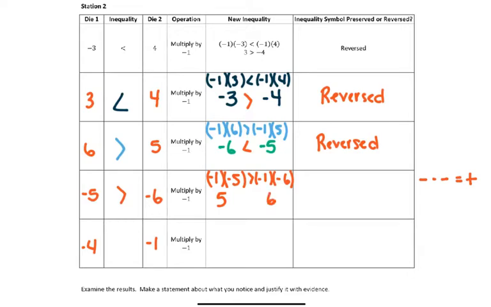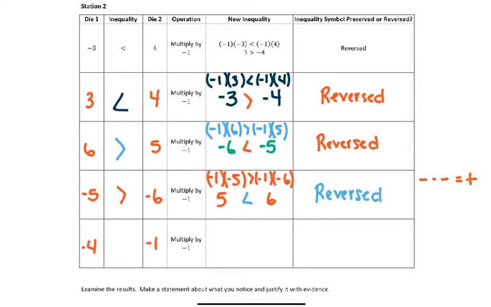So now I have to ask myself, is 5 still greater than 6? It's not. It would not be a true statement to say that 5 is greater than 6. So I have to change my inequality symbol to say 5 is less than 6. So my inequality symbol was reversed.